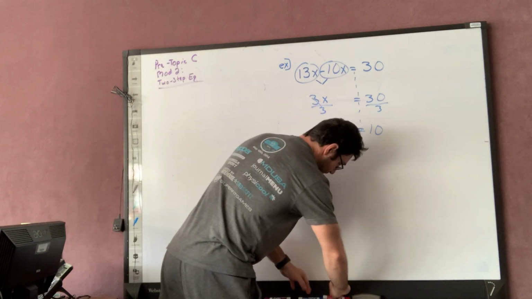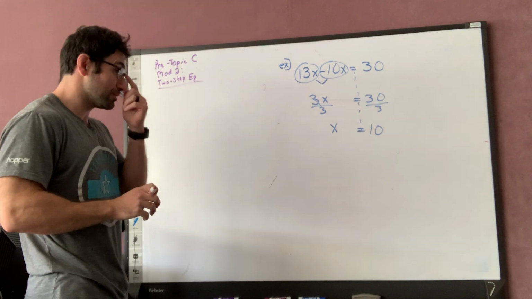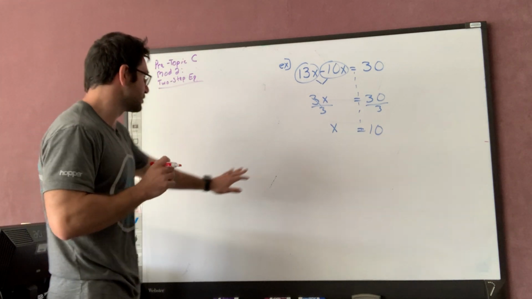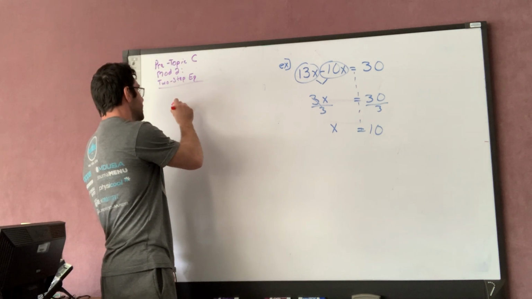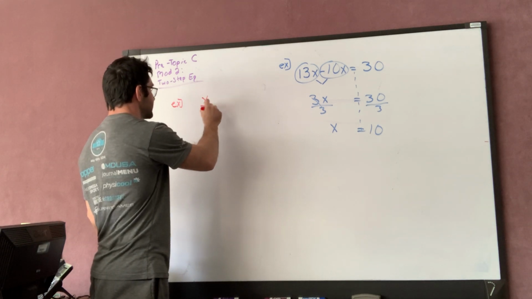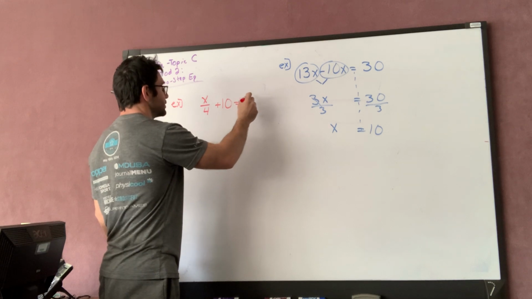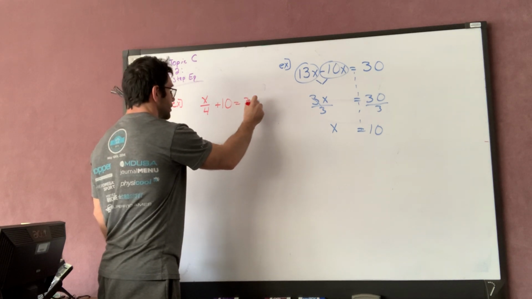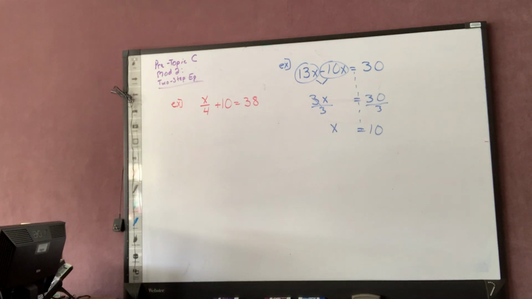Now hear me on this. We will not be doing most of our two-step equations that way yet. We will eventually, but not until module 3. So what are we going to see? Well, we're going to see a lot of equations that look like this. X divided by 4 plus 10 equals 38.